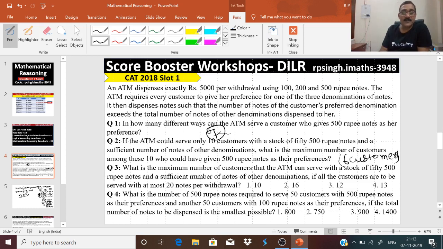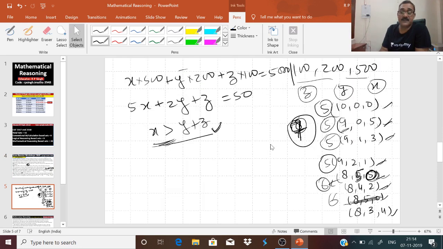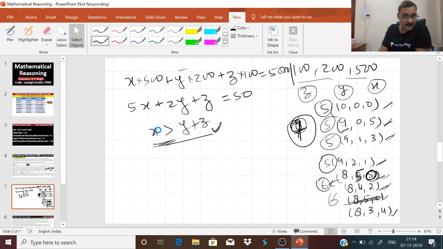Now what is the maximum number of customers that the ATM can serve with a stock of 5,500 rupee notes and a sufficient number of notes of other denominations if all the customers are to be served with at most 20 notes? Guys, at maximum 20 notes you can give, and you have only 5,500 rupee notes and 5,000 to dispense, you have to dispense 5,000. So what possibility can be there?